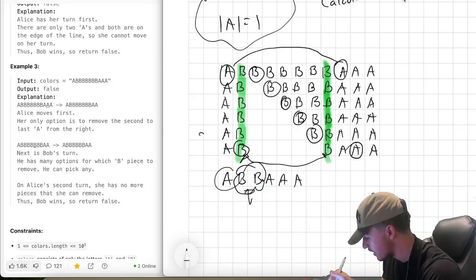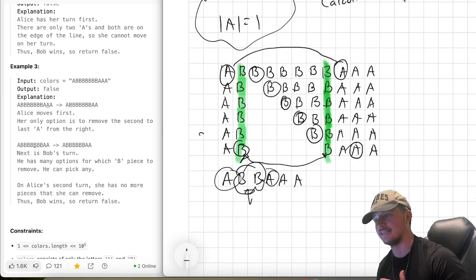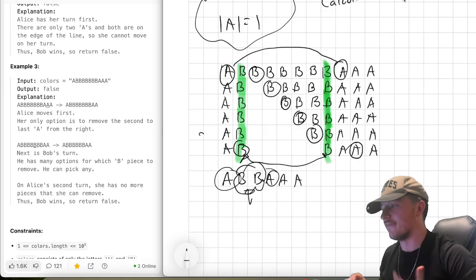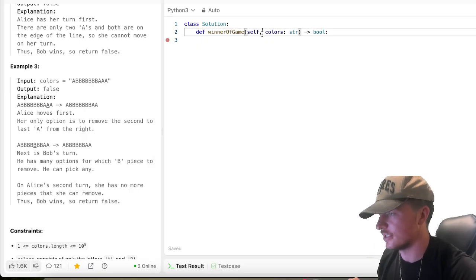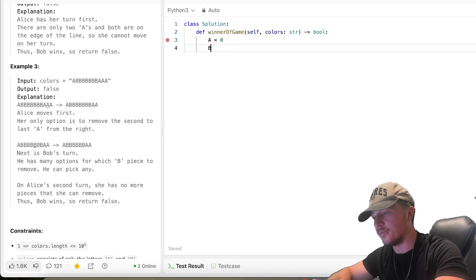only 2 B's, so these A's are not going to connect and touch. The number is never going to change. The initial calculation is the same as the final, okay? So we're going to set the A count to 0 and the B count to 0.